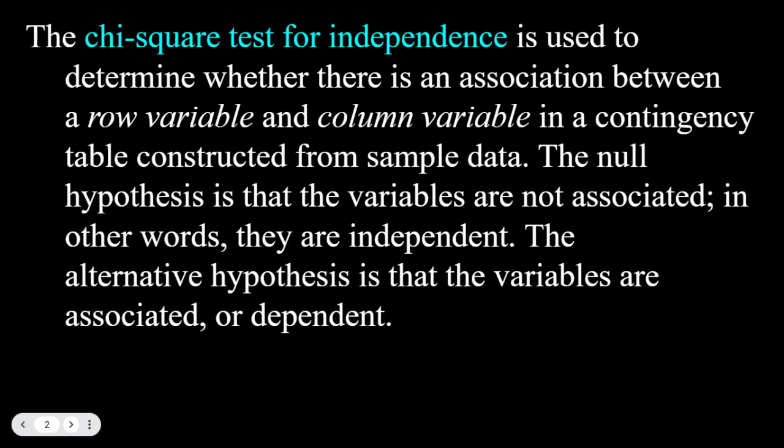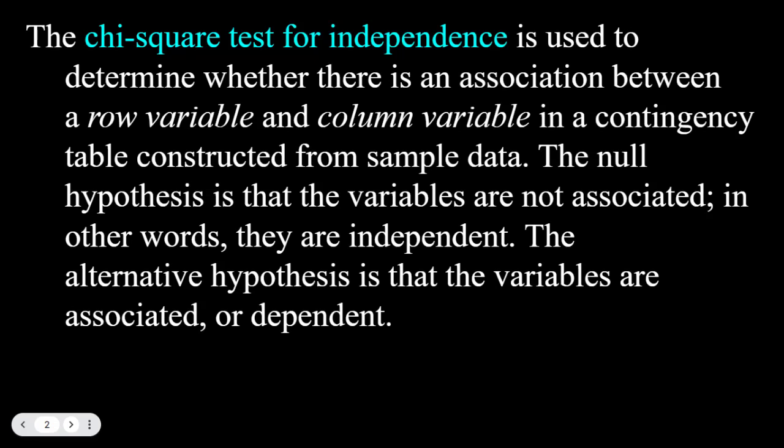In section 11.3, we learn about a new type of chi-squared distribution test that we can do, and this is the test for independence. The chi-square test for independence is used to determine whether there is an association between a row variable and a column variable in a contingency table constructed from sample data.